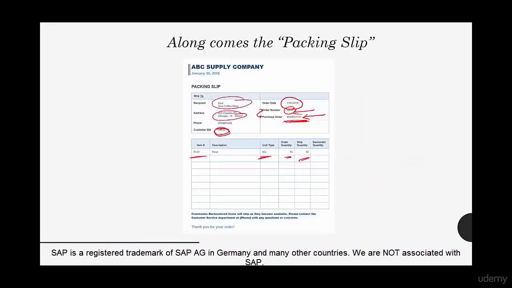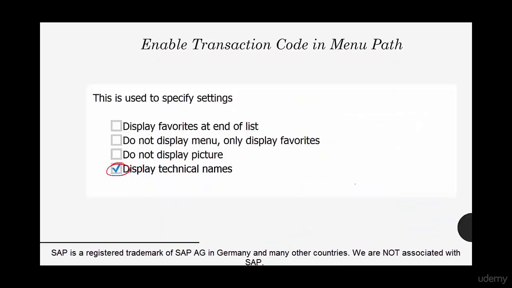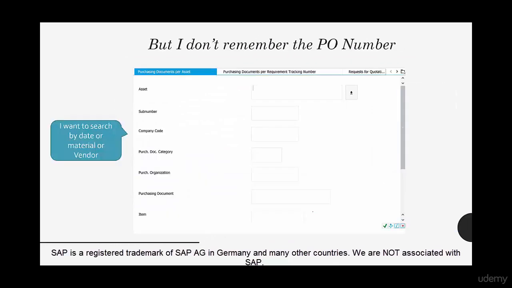This packing slip contains the PO. You could use that. Just type it in and then pull your PO. Or you can use search to pull in the PO based on dates or based on who created it. So these are all the search criteria that you have.